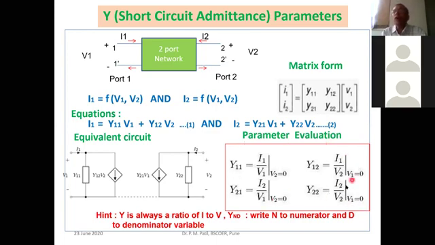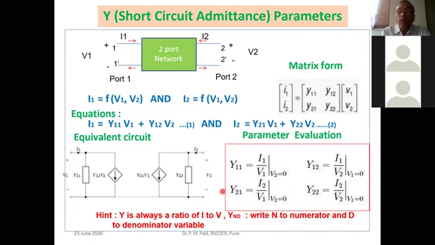And there is no need to remember even these equations. As you know, Y or admittance is equal to I upon V, that is current divided by voltage. Whereas for impedance, in the previous case of Z parameters, you calculated impedance by V upon I. So V upon I is the impedance, and if you want to find admittance, then admittance Y is equal to I upon V.